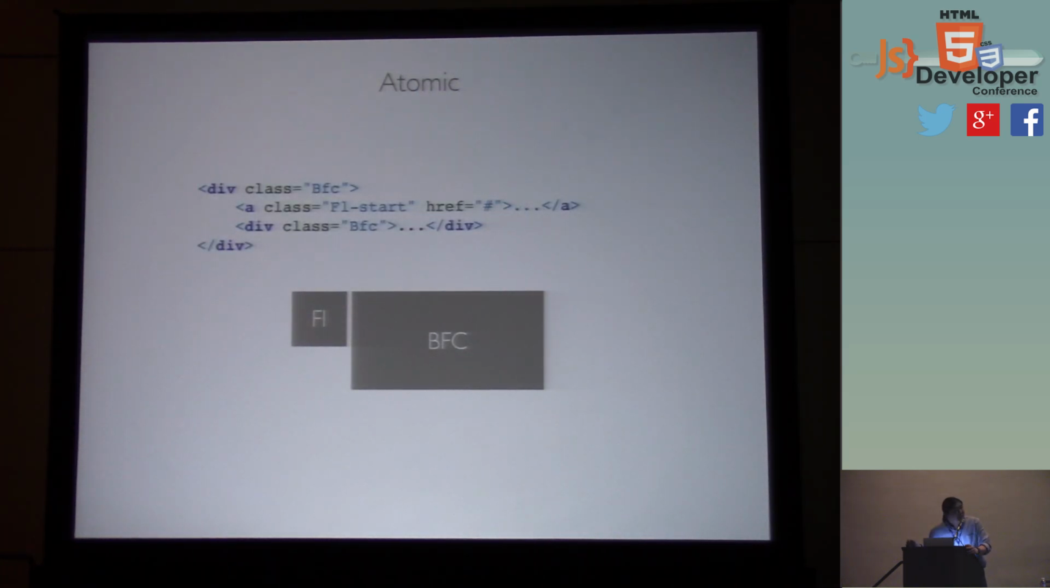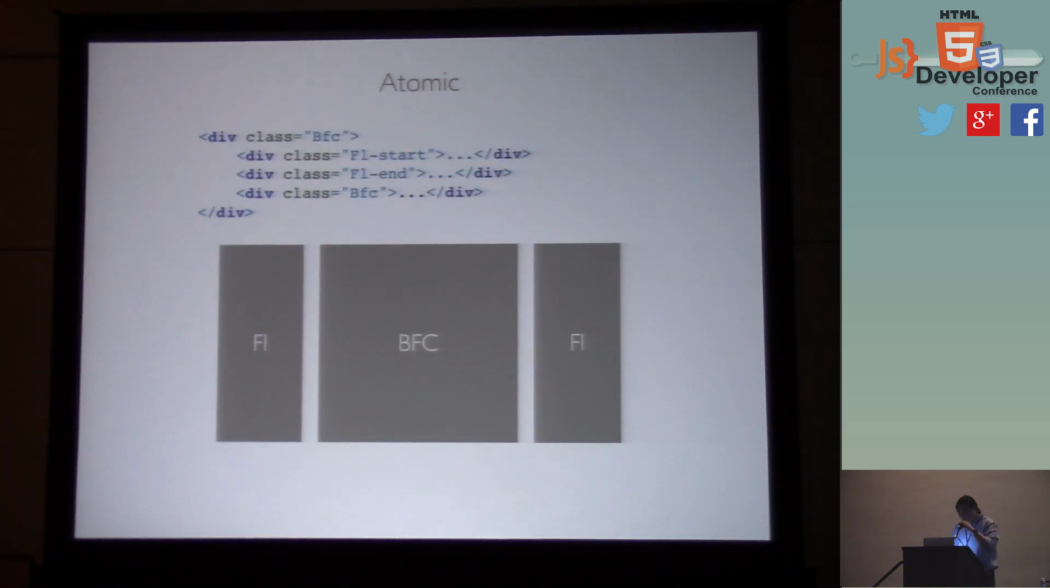So let's see the atomic way of doing this. Well, it's pretty simple. You just put block formatting context, float, and BFC. Again, the important part of this is that you can actually reuse this for other stuff, like the 3-column page layout that I just showed you. And again, not all 3-column page layouts are done like that. There are other ways to do it. It's completely fine. I'm just showing you a very simple example.